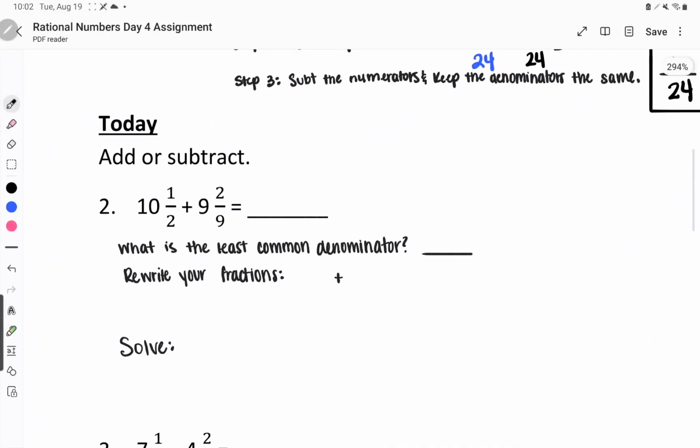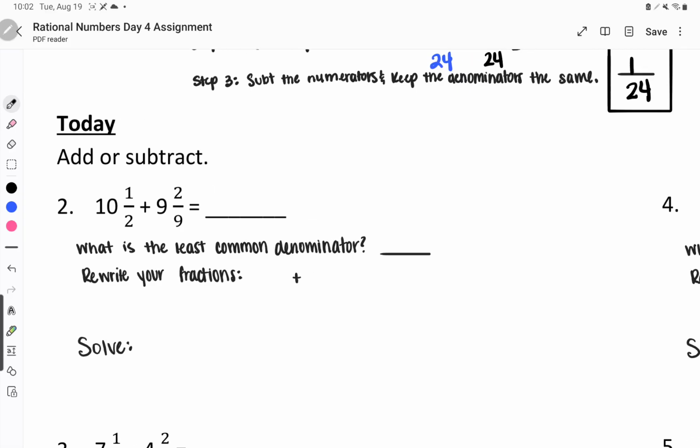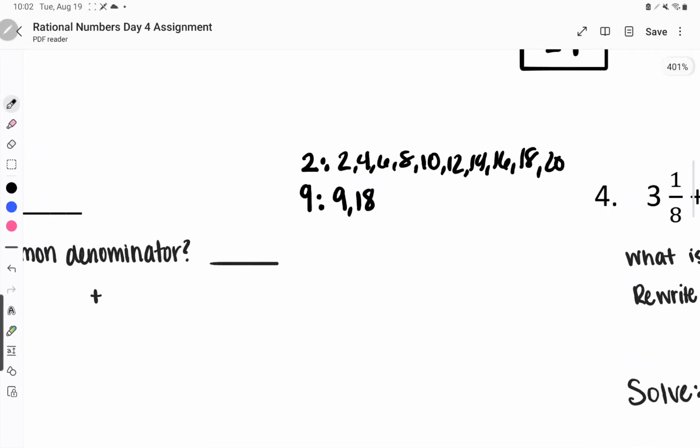All right, this says add or subtract. So the first thing I'm going to do is find my least common denominator. So we have 2 and we have 9. So it goes 2, 4, 6, 8, 10, 12, 14, 16, 18, 20. And then for 9, we have 9, 18. And I'm going to stop right there because I see a common denominator of 18.